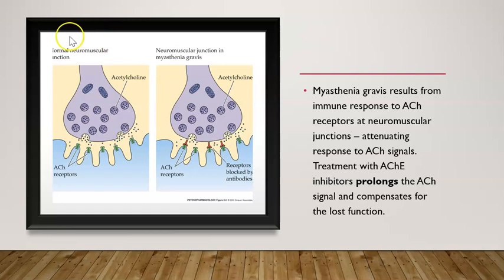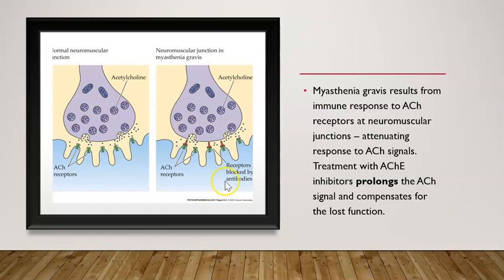So in normal people, with normal neuromuscular function, we've got the presynaptic cell that releases acetylcholine. We've got the acetylcholine receptors on the muscle cell where acetylcholine can then go bind. And now remember, acetylcholine esterase will then be released and break down the acetylcholine in the synapse.